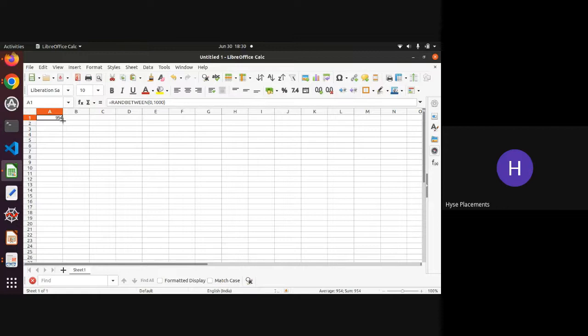So I'll randomly generate. I'll take 100 rows. Yeah, there you go. So we have random data points of 100 rows.